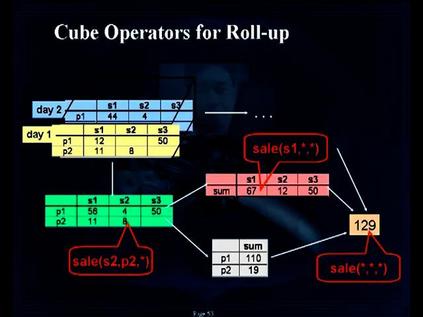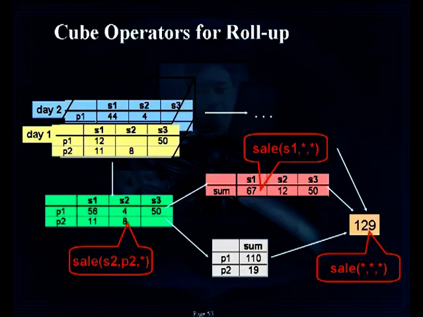Similarly, sale S1 comma star. What is the meaning of this? This means the total sales for all products on all dates in the store S1. We already know the products available here are only two, P1 and P2. So in store S1 there are 2 products, and we have already computed total sales for each product in S1. By summing these up we get 67. Similarly, the last one gives all sales. That means the total sales for all stores, for all products, on all dates is 129.